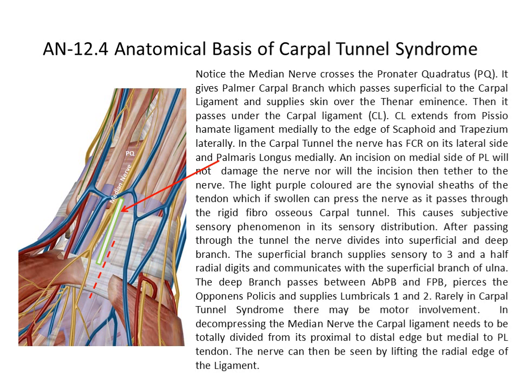In decompressing the median nerve, the carpal ligament needs to be totally divided from its proximal to the distal edge, but it is preferred to divide it medial to the palmaris longus tendon. The nerve can then be seen by lifting off the radial edge of the ligament.